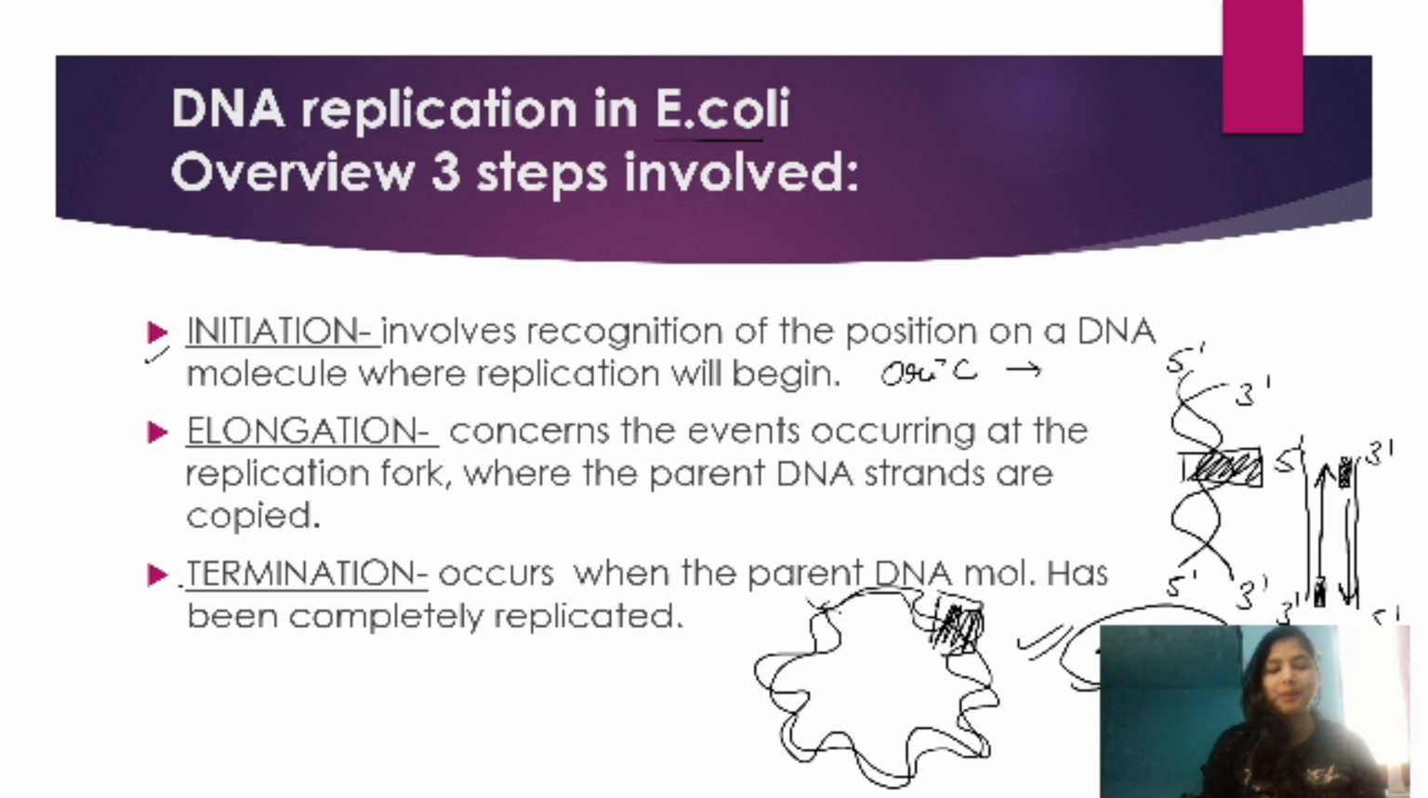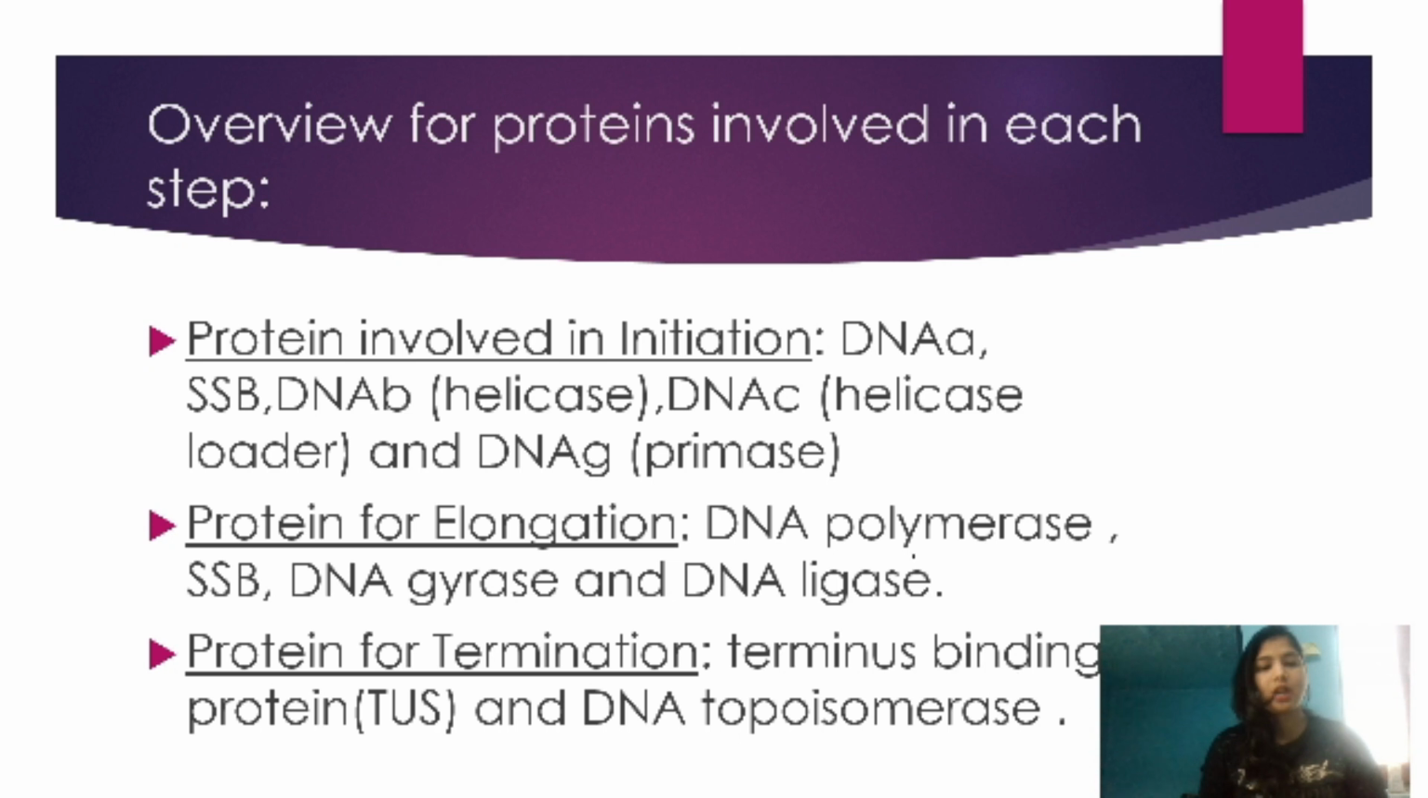Now the last step is termination. Now when the replication is ended, the termination step is followed. It occurs when the parent DNA molecule has been completely replicated. When it has been completely replicated, it will be required to terminate that step. So I think these three main steps are clear to you all. Now an overview of proteins involved in each step. So what proteins are required, that we will be studying now.